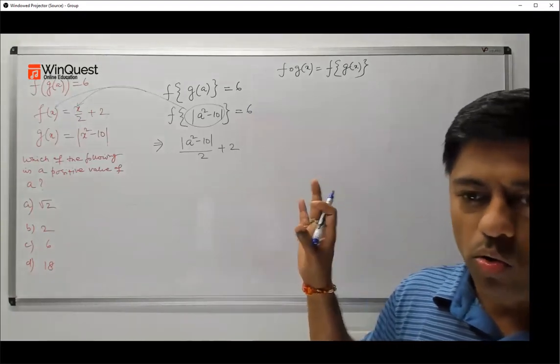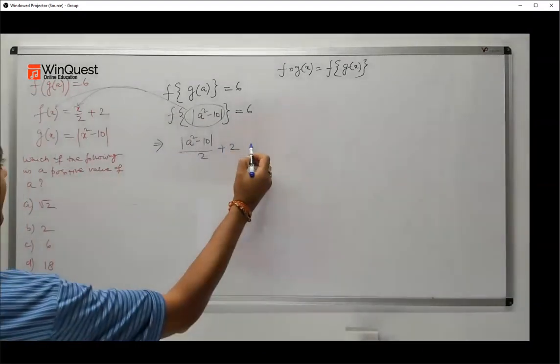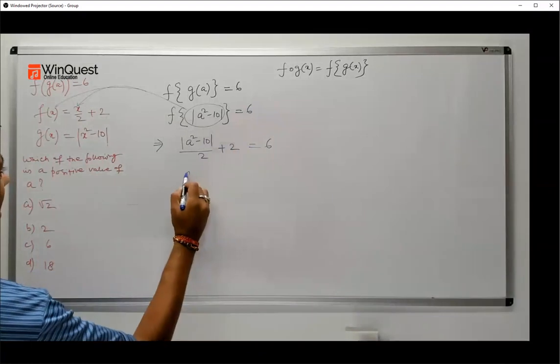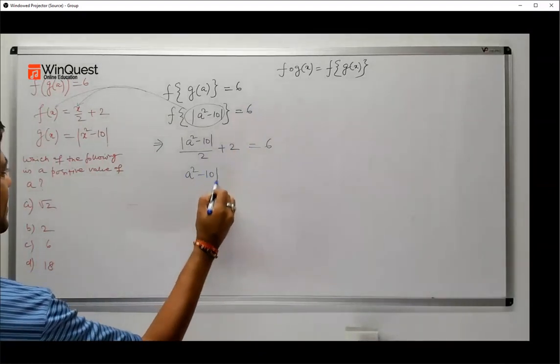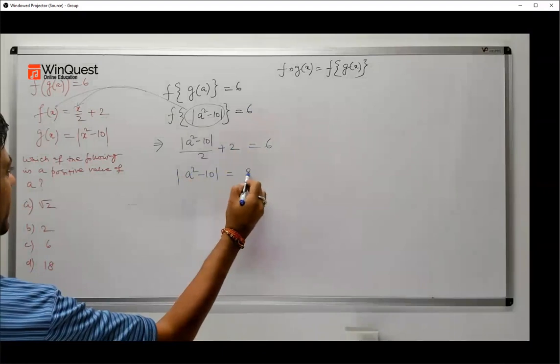Now, since I am already here, this is 6. And if you solve it, this complete set is going to become 8.